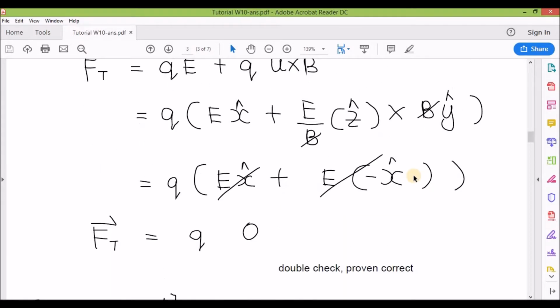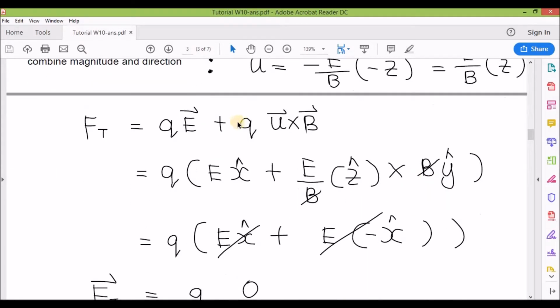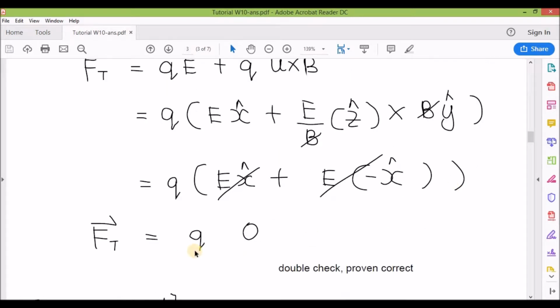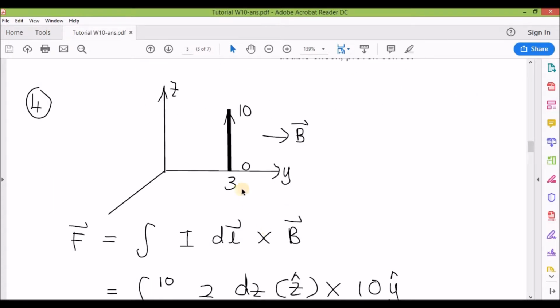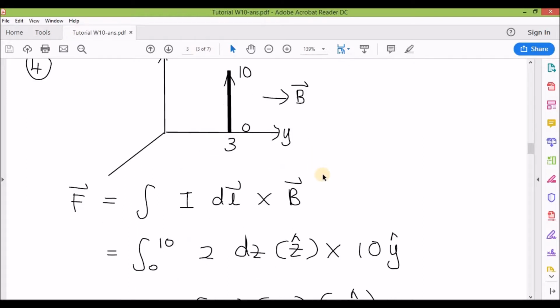So this is actually continuing the previous questions. You can double check whether to see the answer is 0 or not. But I want to proceed with question 4. So it is started at 030 up to 0310. So this one is your current filament, and you have your B in the Y directions.